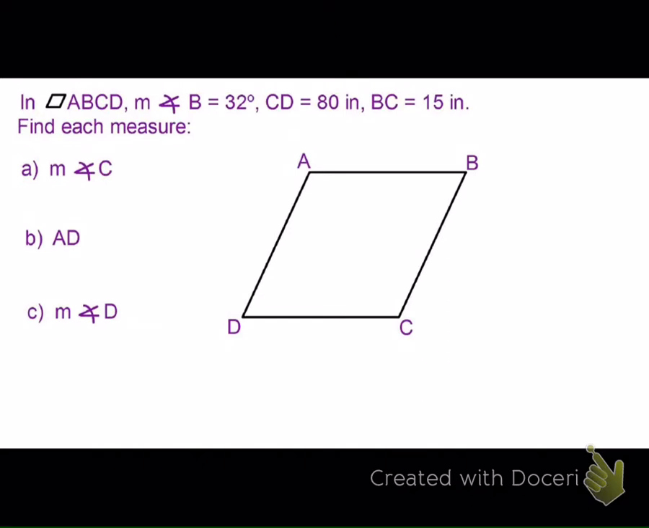Okay, so in parallelogram ABCD, the measure of angle B is 32. CD is 80 inches. And BC is 15 inches. So what is the measure of angle C, and how do you know that? How can I find the measure of angle C?